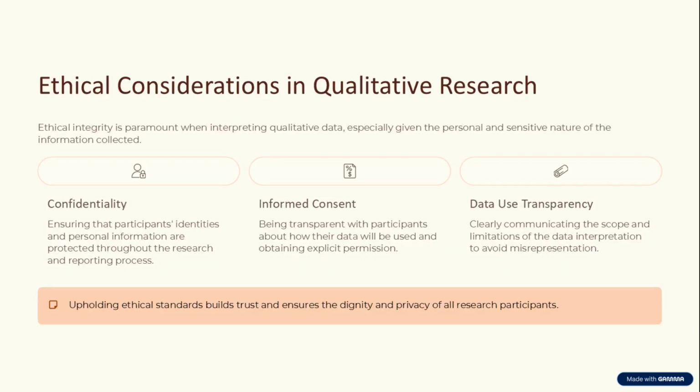Ethical integrity is paramount when interpreting qualitative data, especially given the personal and sensitive nature of the information collected. Confidentiality ensures that participants' identities and personal information are protected throughout the research and reporting process. Informed consent involves being transparent with participants about how their data will be used and obtaining explicit permission. Data use transparency involves clearly communicating the scope and limitations of the data interpretation to avoid misrepresentation. Upholding ethical standards builds trust and ensures the dignity and privacy of all research participants.